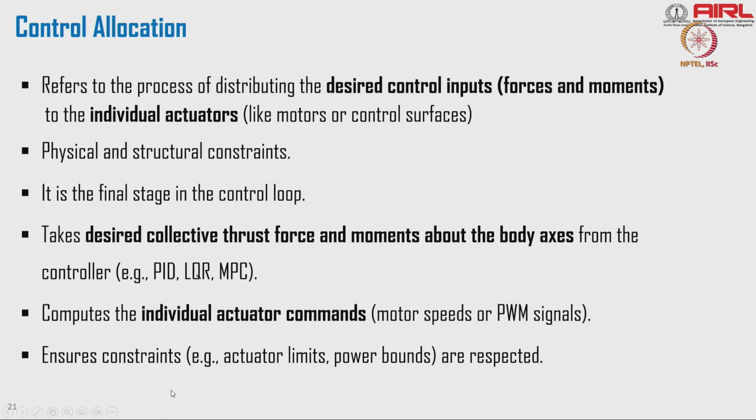It also ensures the constraints. The constraints are basically the limits. If you are commanding some RPM which is greater than what is possible, it just provides a saturation, U min and U max, right? A minimum RPM to a maximum RPM. It also takes care of the power bounds. What is the maximum power that we can expect, right? So it takes care of all those aspects in the control allocation module.